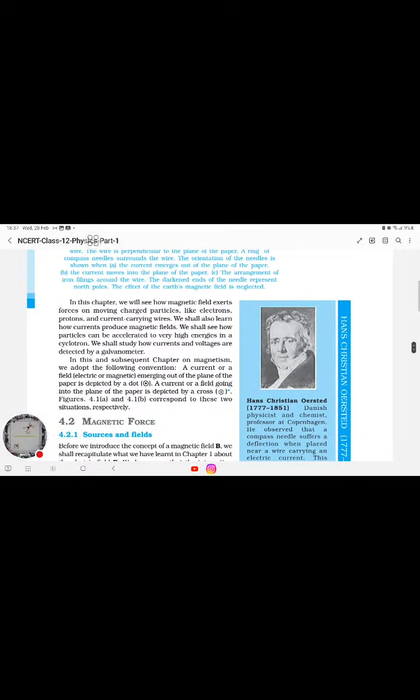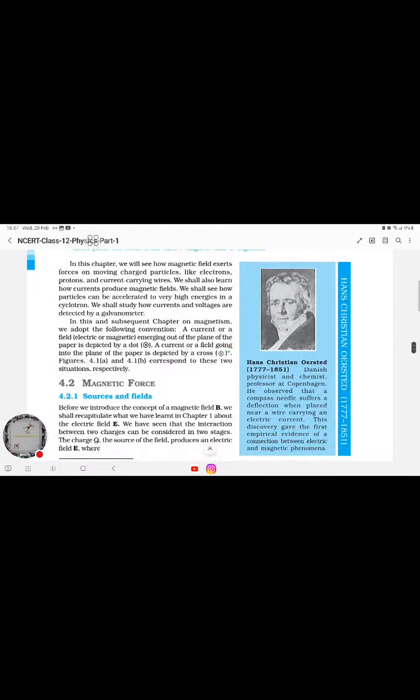So in this chapter, we will see how a magnetic field exerts forces on moving charged particles like electrons, protons, and current carrying wires. We shall also learn how currents produce magnetic fields. We shall see how particles can be accelerated to very high energies. So actually that part is deleted. We shall study how currents and voltages are detected by a galvanometer. So yeah, we'll talk about forces, we'll talk about production of a magnetic field due to currents, and then we'll talk about detection of these by a galvanometer.